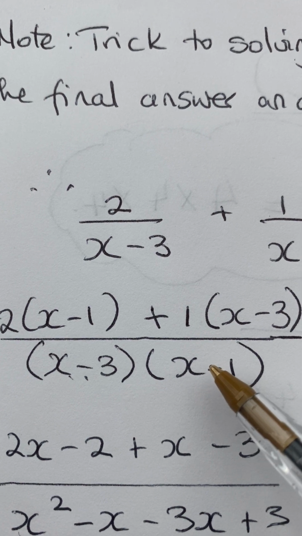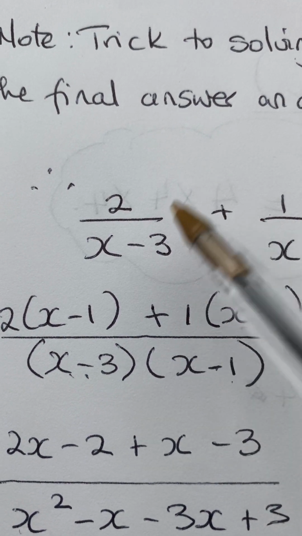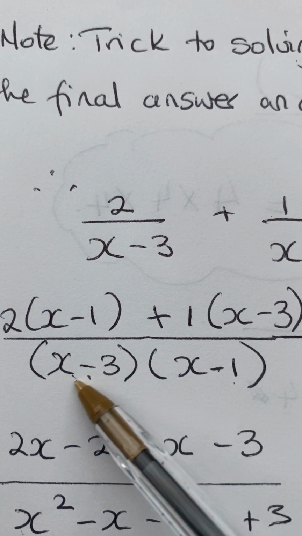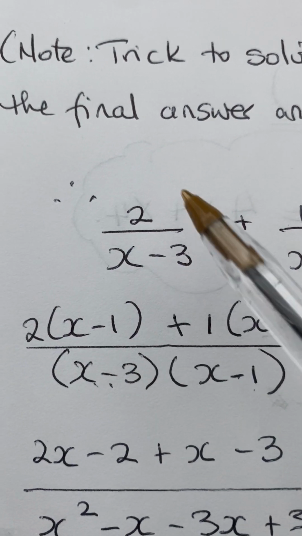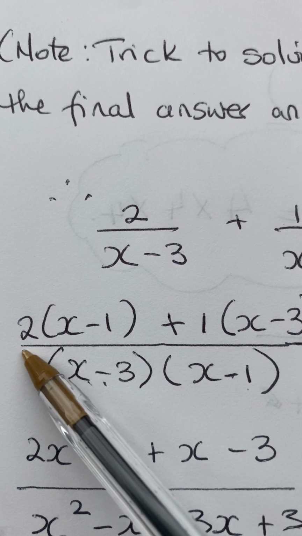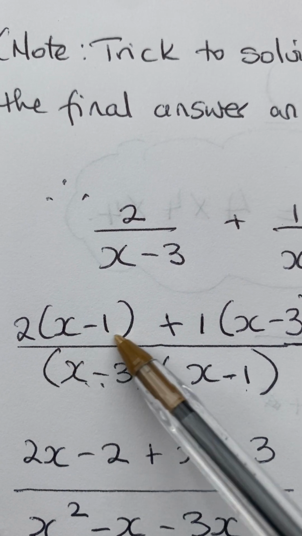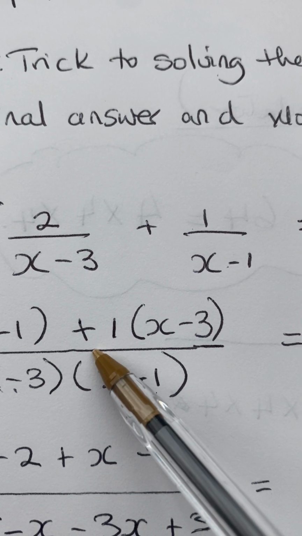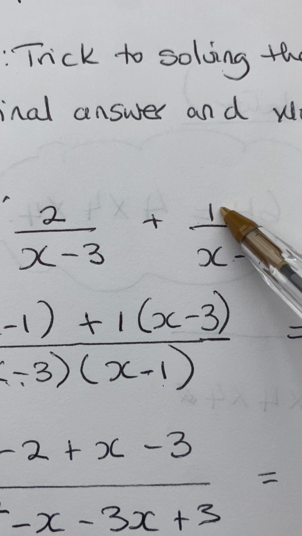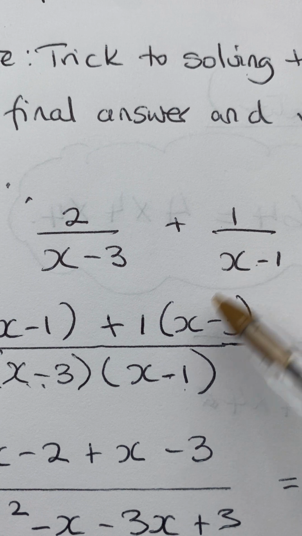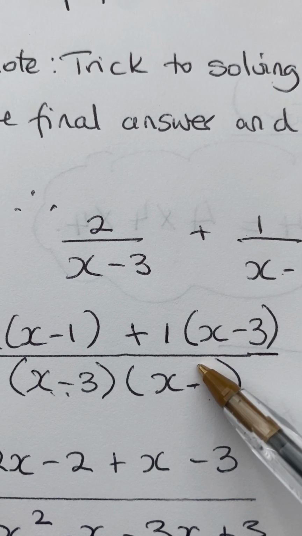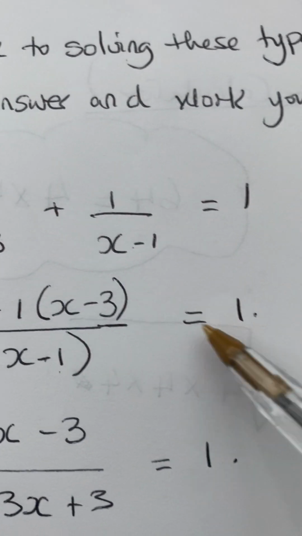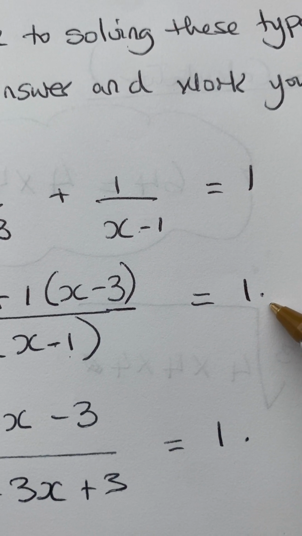So it's x minus 1. How many x minus 3 into x minus 1? This will cancel out. So we have 2 into bracket x minus 1 plus 1. x minus 1 cancels this x minus 1, so we have 1, x minus 3, all equals 1.